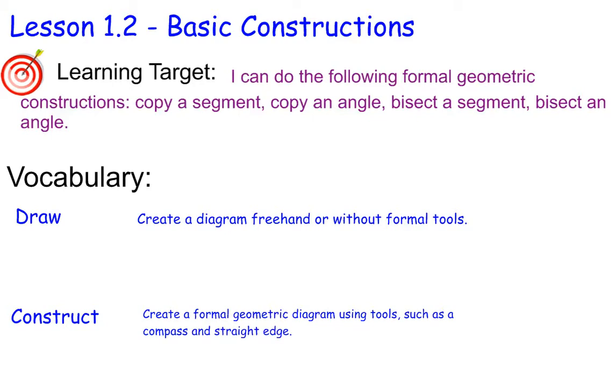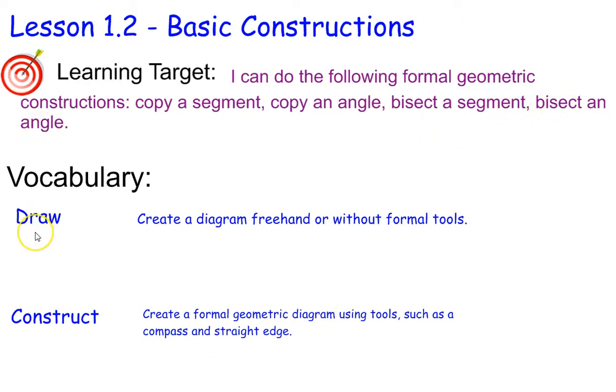Hello, this video is for lesson 1.2. In this video we will learn how to perform some basic formal geometric constructions. In 1.1 you learned about undefined terms, which were points, lines, and planes, and used those to define segments and angles. Today we will learn how to construct line segments, angles, and also how to bisect segments and angles.